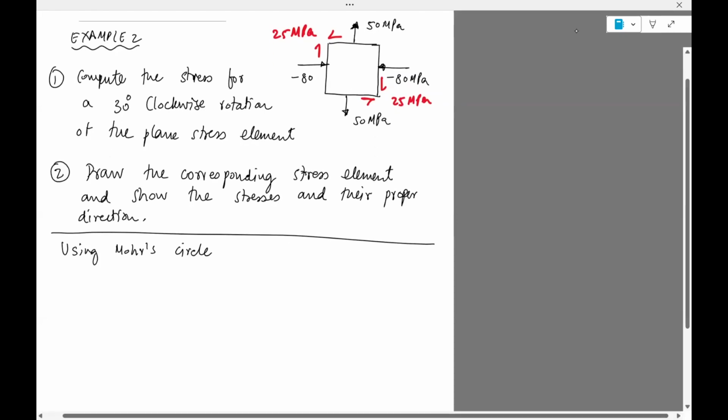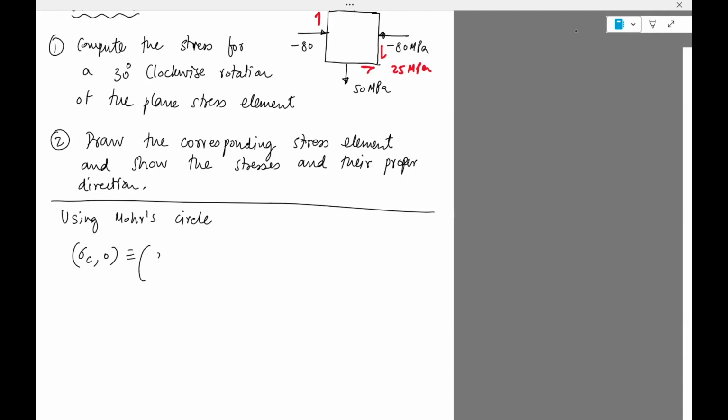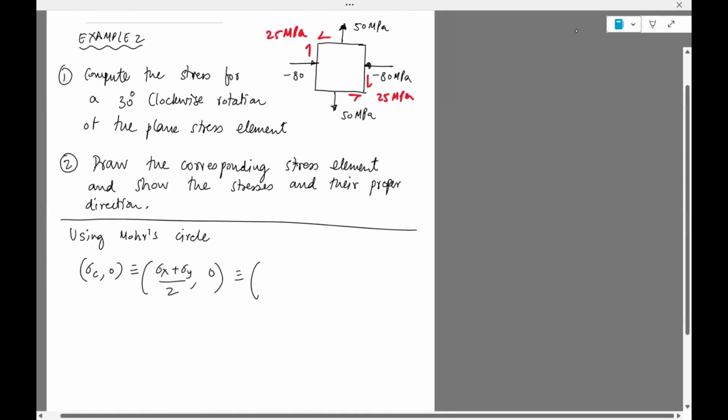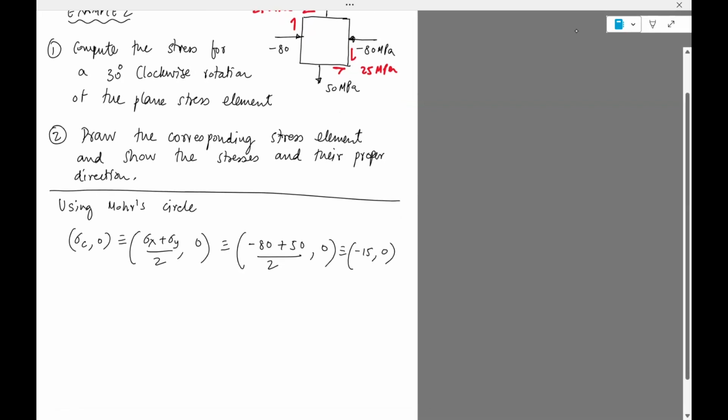For Mohr's circle, to determine anything about a circle, you need the center of the circle and the radius of the circle. And we know that the center, which is sigma c comma 0, is sigma x plus sigma y divided by 2 comma 0. So that would be, sigma x here is minus 80 and sigma y is 50. So all that divided by 2. This will come out to be minus 15 comma 0. So nothing new, we've done this before.